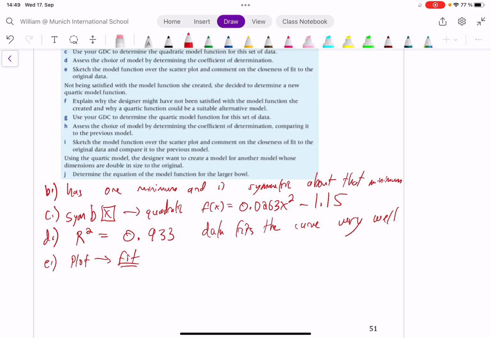We'll turn that equation on so you can look at it. And then it says comment on the closeness. Right, it fits very well, except you'll notice at the bottom of the bowl. It does well on the sides, but not on the bottom.